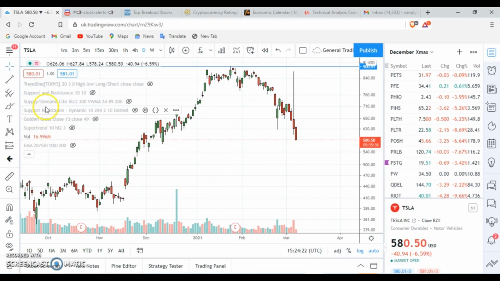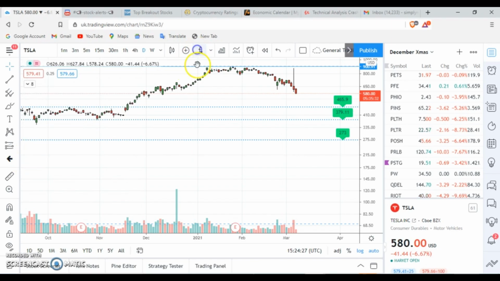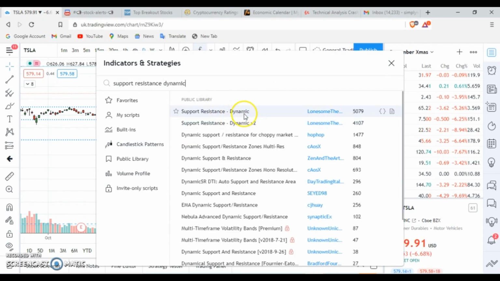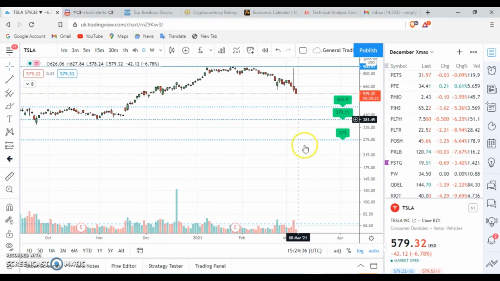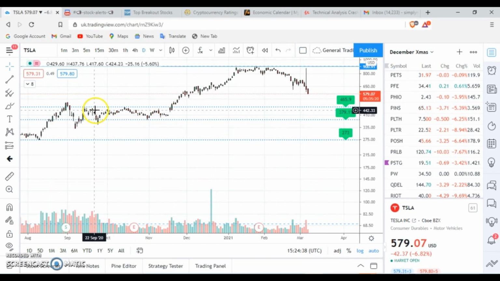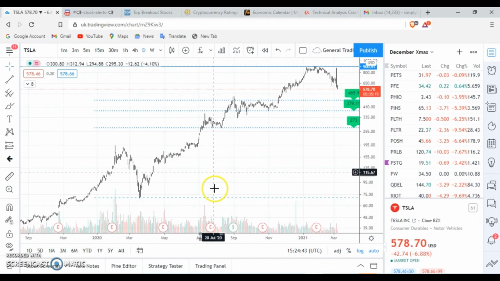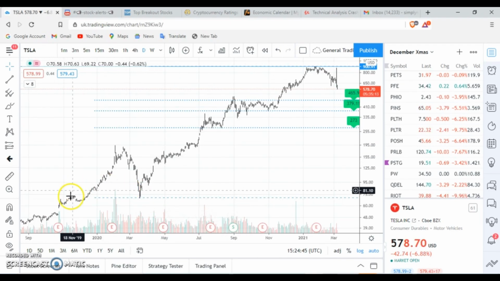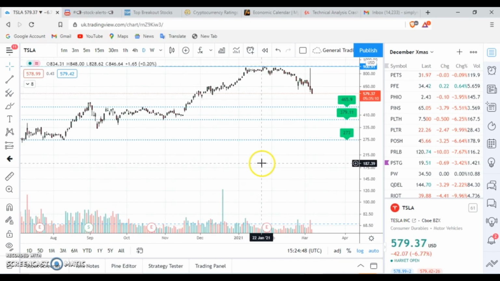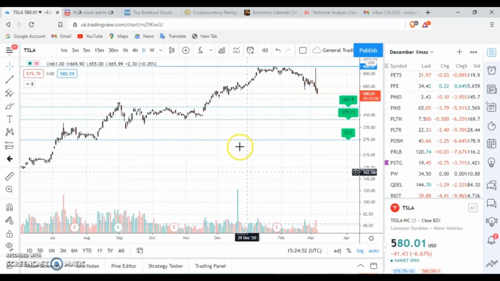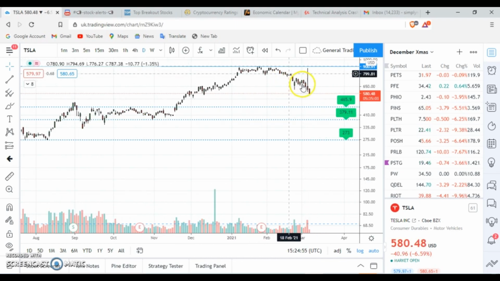But if you want to make your job easy, just have the support resistance dynamic on. Again, you go here, you type in support resistance dynamic, you choose that one there, dynamic, and then you put it on, and that's it. Everything's done for you. So look, this is support resistance, this is support resistance, this is support supporting that price, and then there's a support resistance here supporting this kind of area. So yeah, that helps to guide you a little bit, in the sense that, let's say this price is dropping here.